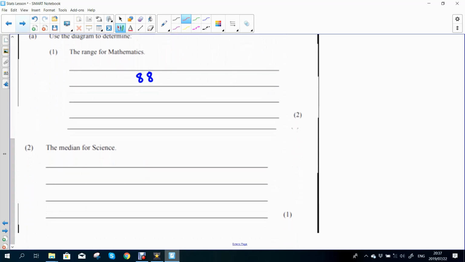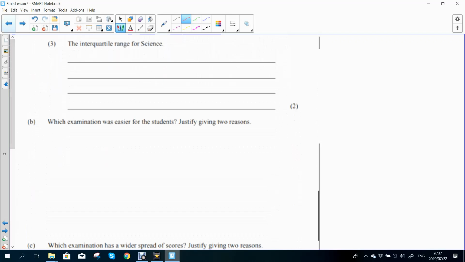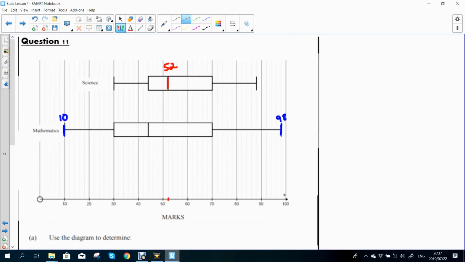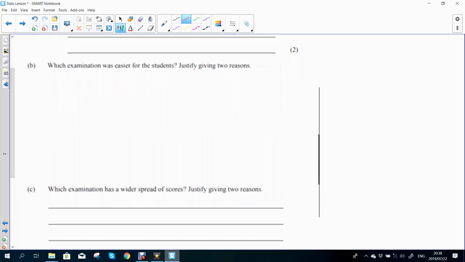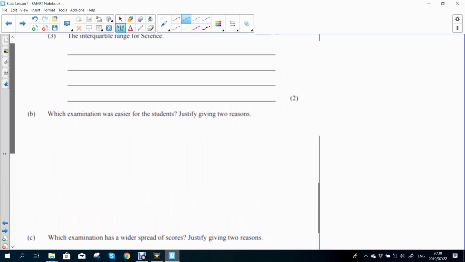Then it says in the next question, determine the interquartile range for science. The interquartile range for science is quartile 3 minus quartile 1. So that is 70 minus 44, which gives me an interquartile range of 26. Question B. Which examination was easier for the students? Justify giving 2 reasons why.